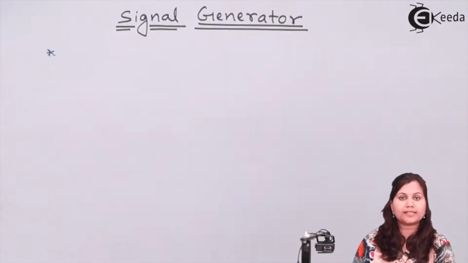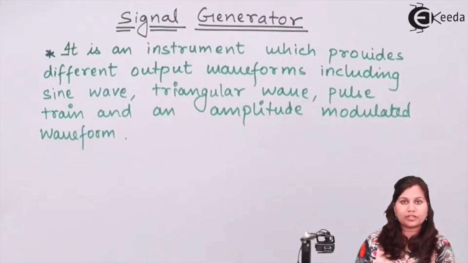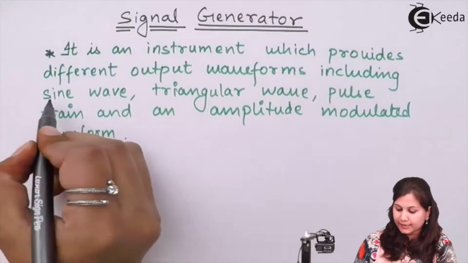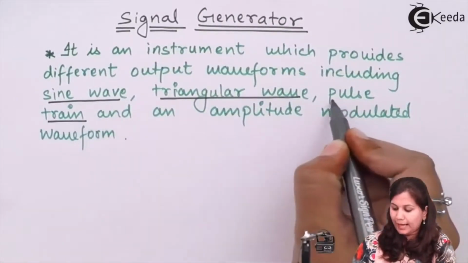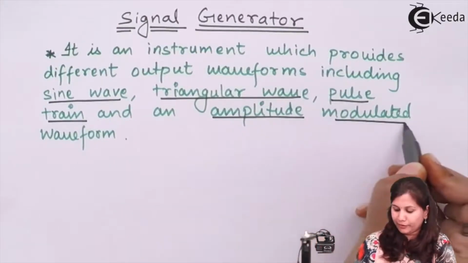which provide us various types of waveforms like sine wave, rectangular wave, square wave, sawtooth wave. So all these types of waveforms are provided by the signal generators. So signal generators are the instruments which provide us various different types of waveforms like the sine wave, triangular wave, pulse train, and an amplitude modulated waveform.